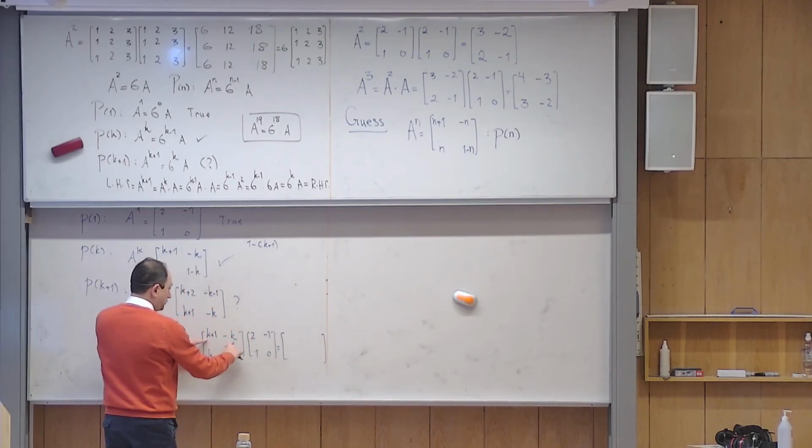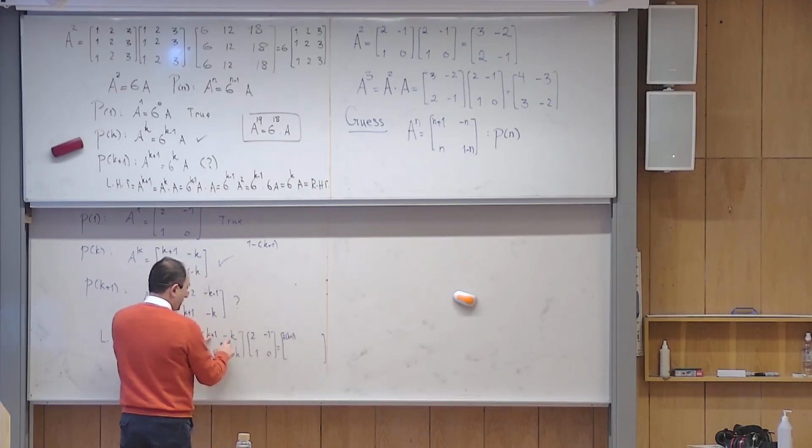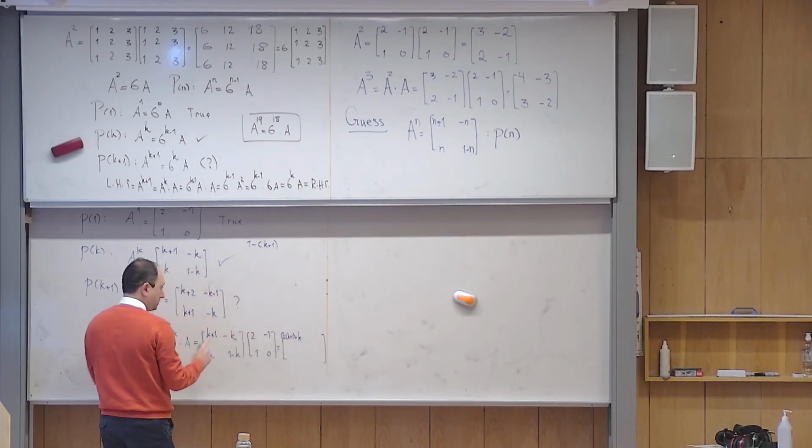So I will take this row and multiply it here. So 2 should be multiplied by the first entry. Minus k should be multiplied by 1 and then added together. So that becomes the first entry of the product.